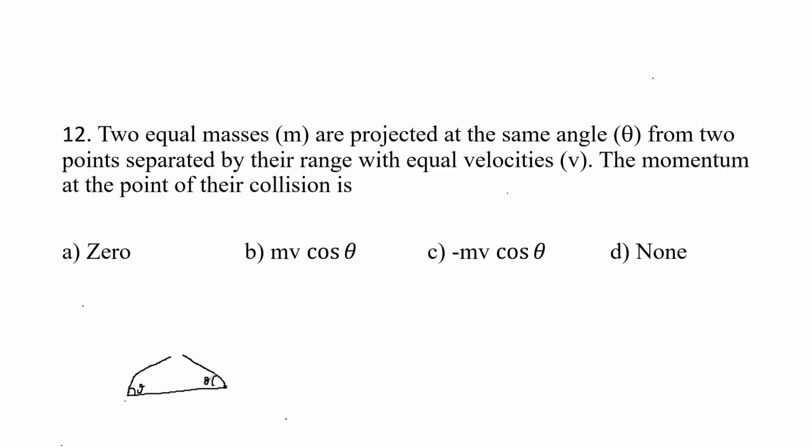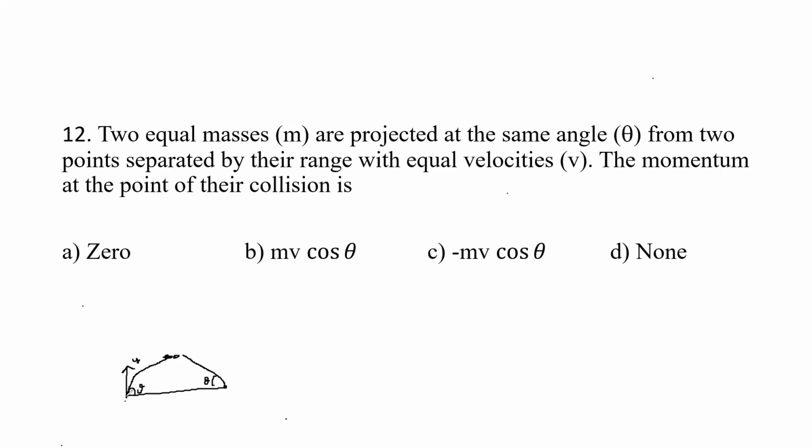Both are having the mass m, and they collide at their range with equal velocity. The momentum at the point of collision is given by, here we can resolve it. Both the masses will collide at the highest point. So at the highest point, the bodies will collide on their trajectory with equal and opposite momentum.